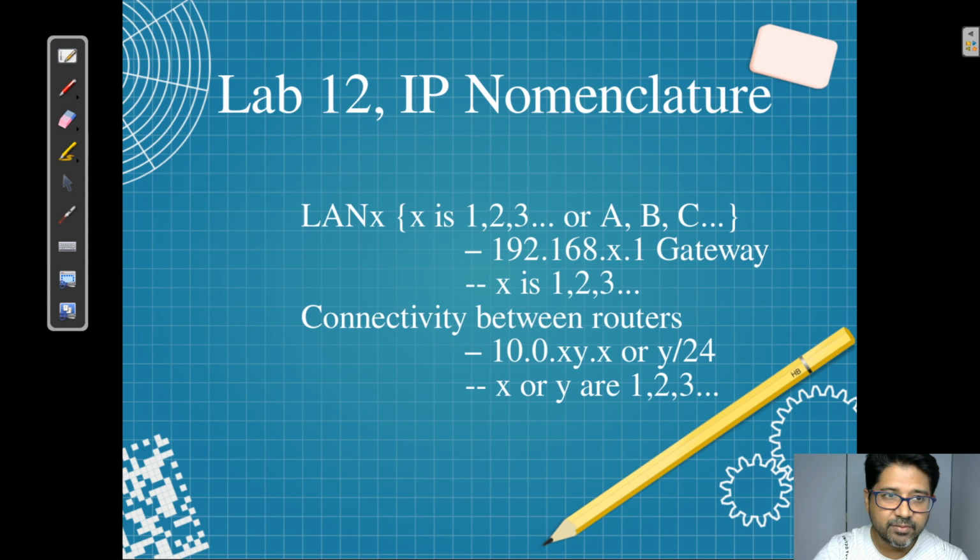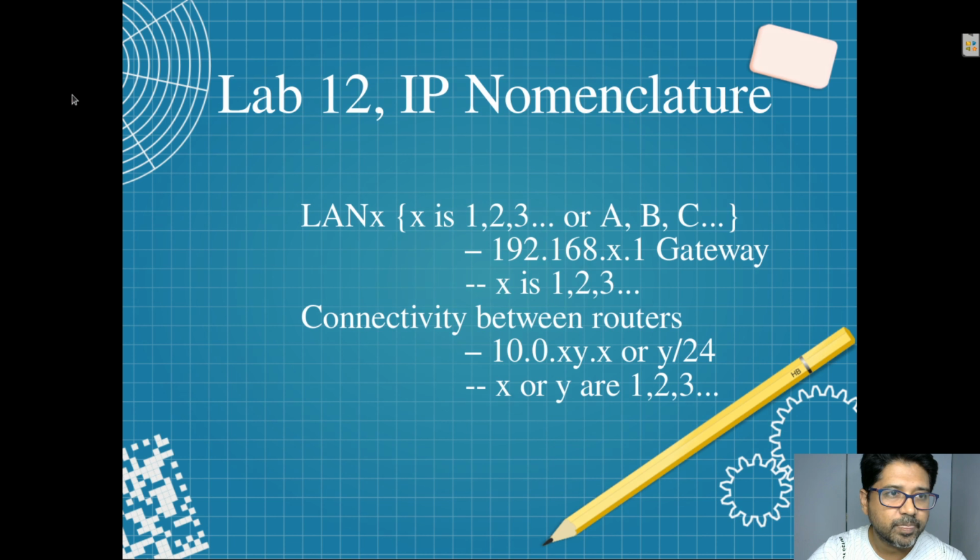Like I have mentioned here, today we will practice how to assign IPs, for example for a LAN. For a LAN, we can name them LAN 1, LAN 2, LAN 3, or LAN A, B, or C, D, like this. But the IP assigned for the LAN will be 192.168.X, where X belongs to 1, 2, 3, and the gateway will be .1. So this is going to be defined for any LAN.